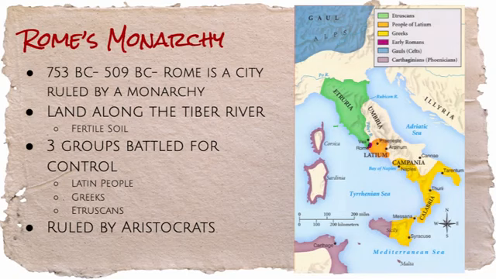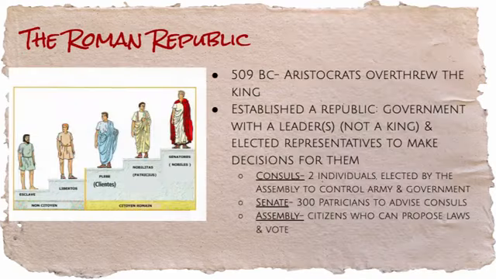Also, during the time of the monarchy, Rome is going to be ruled by aristocrats. So it's going to be wealthy, landowning individuals and families who pass down their wealth from generation to generation, who are really the ones in charge. Eventually, though, those aristocrats are going to be sick and tired of being passed over, and they are going to overthrow the king because they believe he is a tyrant, somebody who is abusing their power.